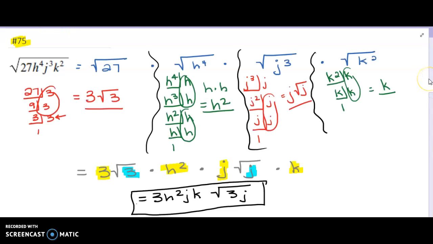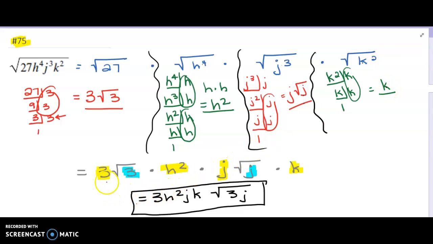All right, so I've separated them, and then I've broken down each one individually. Square root of 27 breaks down into 3 square root of 3. Square root of h to the 4th breaks down into h squared. Square root of j cubed breaks down to j square root of j. And square root of k squared breaks down into k.